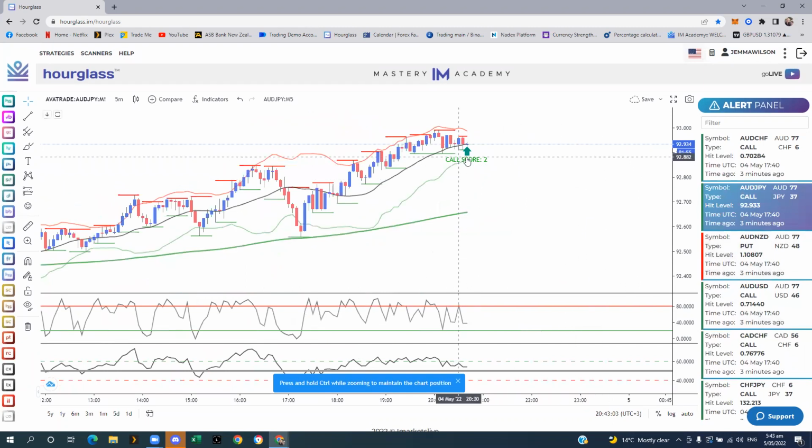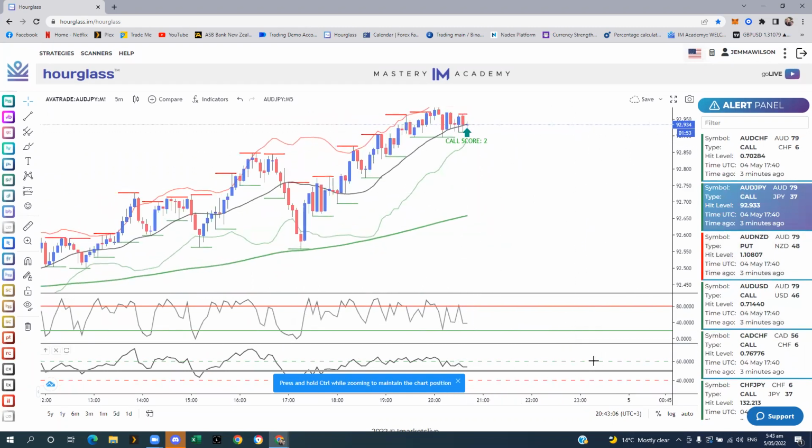AUD JPY. If you hear a little friend in the background, our son has woken up. And that pump it up music, I think, has gotten him excited. This is good. All right, great, loving it.